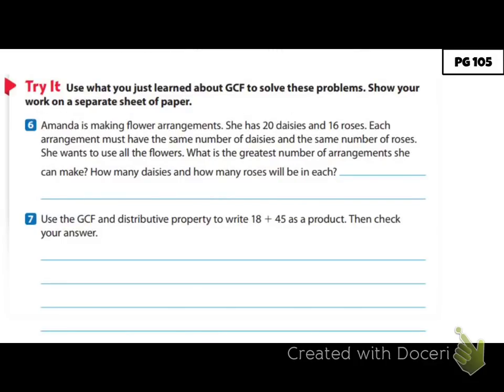So now I want you guys to try a couple of these on your own. So we're going to use what we learned up above, look at your examples that we've done so far, and I want you to answer 6 and 7. So take a moment, pause the video, work through 6 and 7. Once you have tried them, resume the video and you can check your answers.